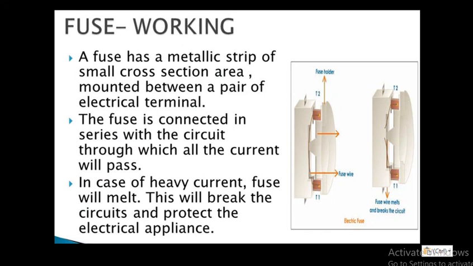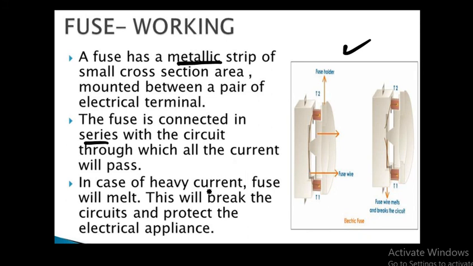Fuse, this is the image that you see. Here it is. It says a fuse has a metallic strip. It is a metallic strip of small cross-section area mounted between a pair of electrical terminals. The fuse is connected in series with a circuit through which all the current will pass. All the current passing will be equal because it's connected in series.